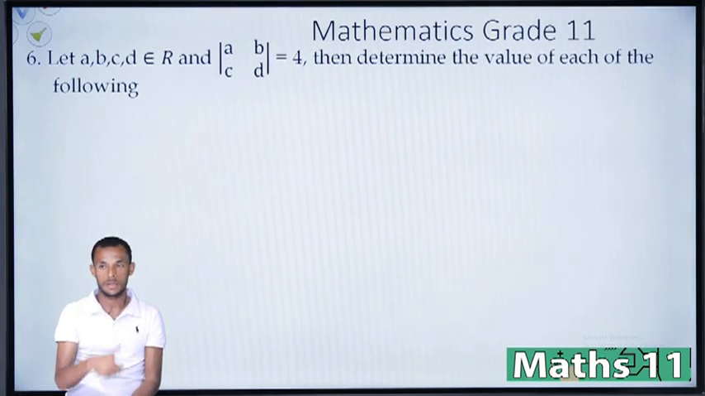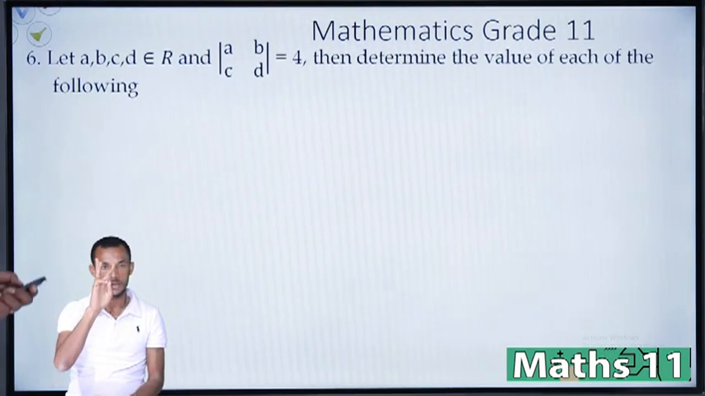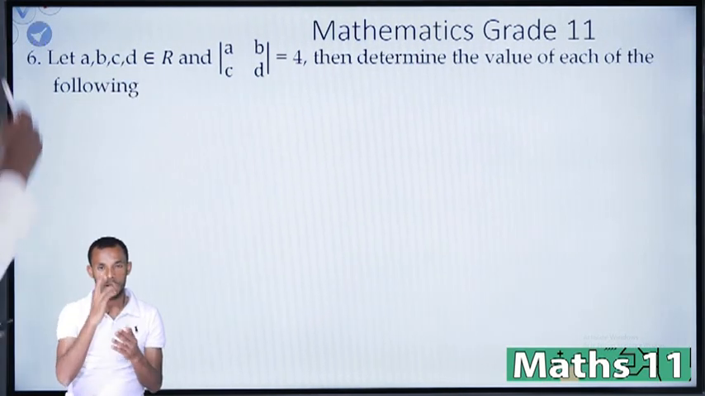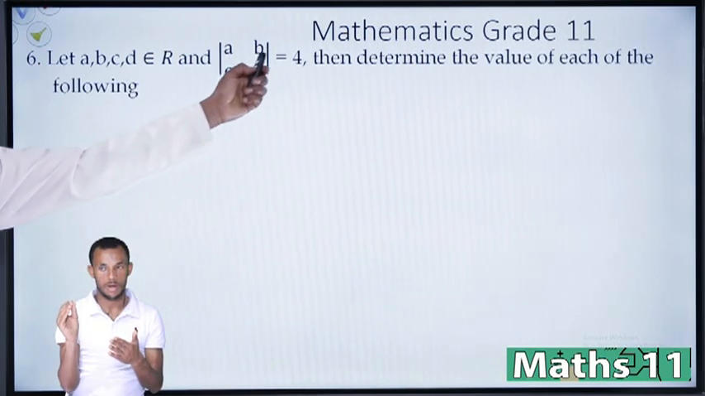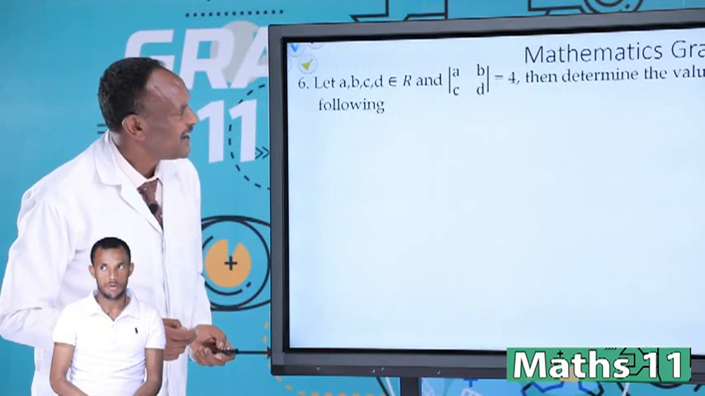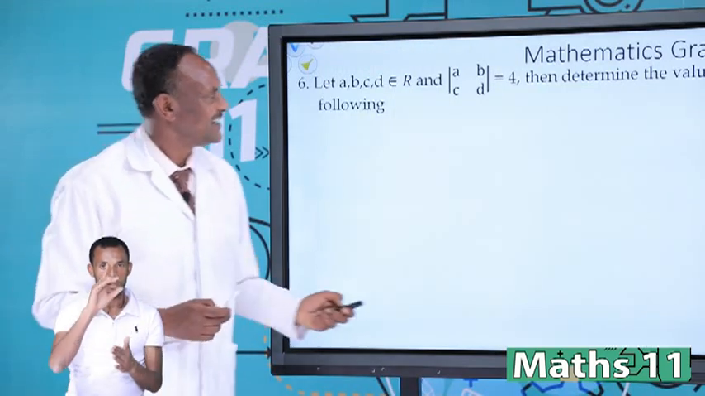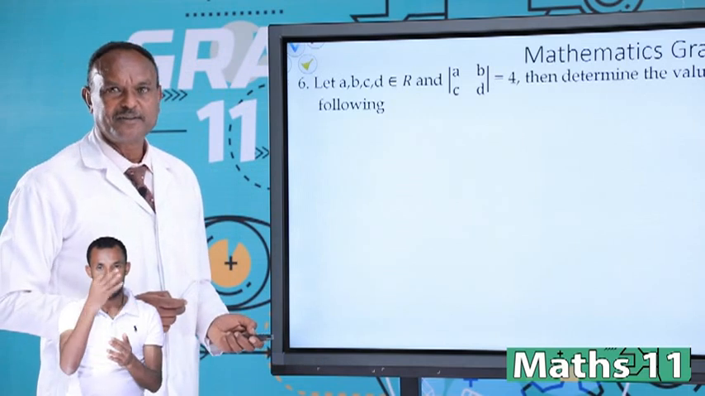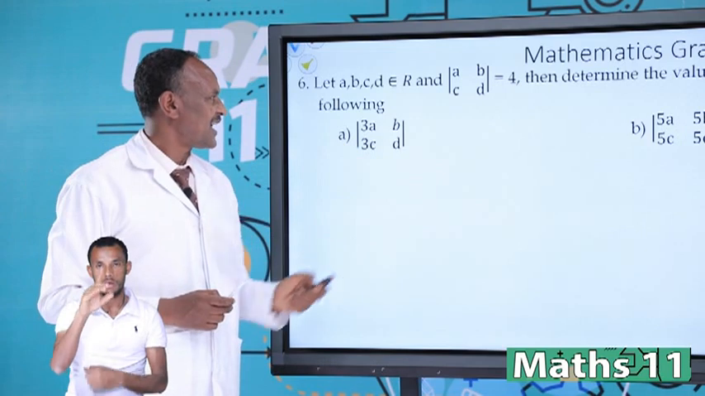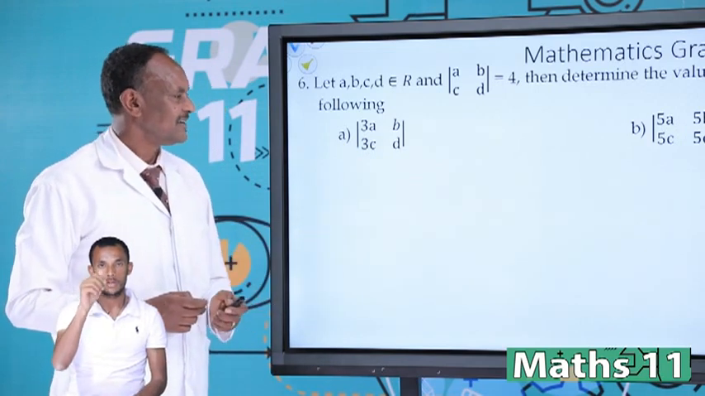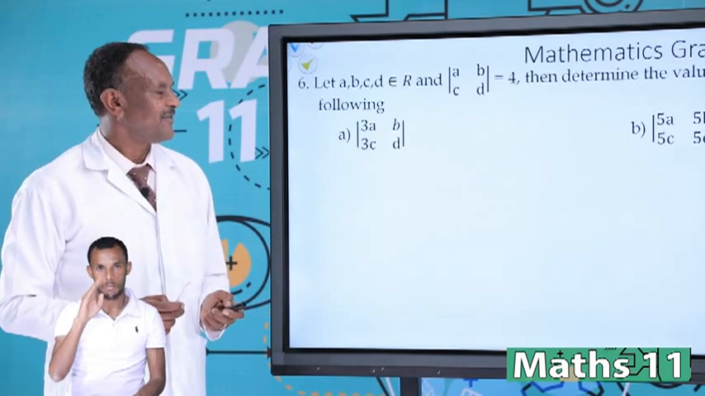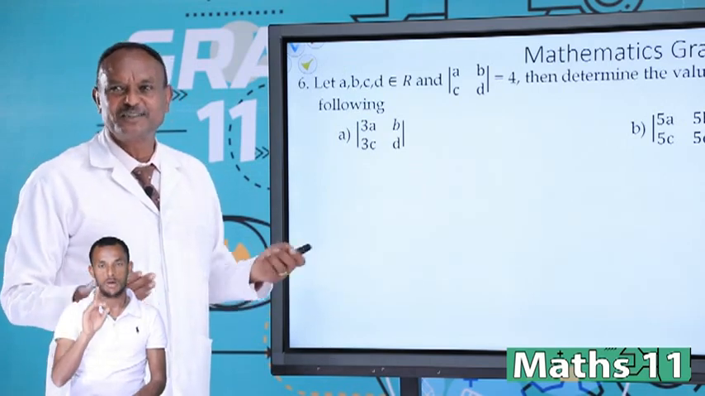The other one we see, number 6. Let A, B, C, D be real numbers, and the determinant of A, B, C, D is equal to 4. Then determine the value of each of the following. If you are coming to A, the determinant of 3A, B, 3C, D. Another one, B, 5A, 5B, 5C, 5D. What is the determinant of these values?